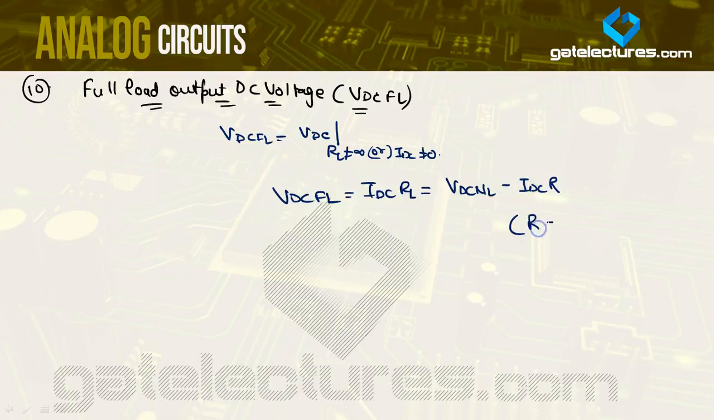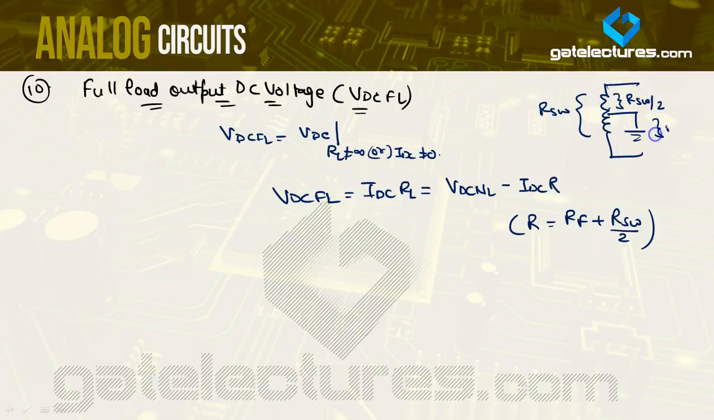R, where R is equal to RF plus RSW by 2. Why RSW by 2? Because for the secondary winding, since it is center tapped, this portion will be RSW by 2, and this will be RSW by 2. There will be a DC power dissipation across the secondary winding because the voltage is pure AC, but the current is not pure AC. A DC current is still flowing in it. So VDC FL is IDC into RL, which is VDC NL minus IDC into R, where VDC NL is 2 Vm by pi.